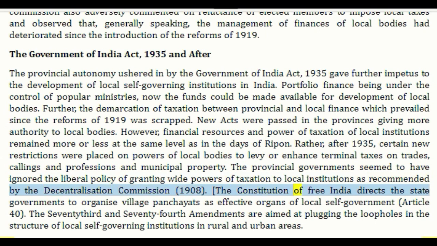The Constitution of Free India directs the state governments to organize village panchayats as effective organs of local self-government, Article 40. The 73rd and 74th Amendments are aimed at plugging the loopholes in the structure of local self-governing institutions in rural and urban areas.